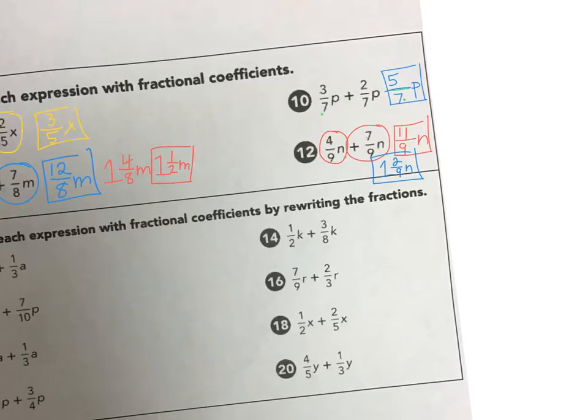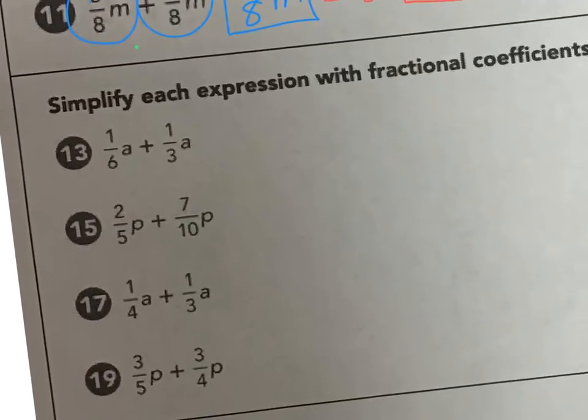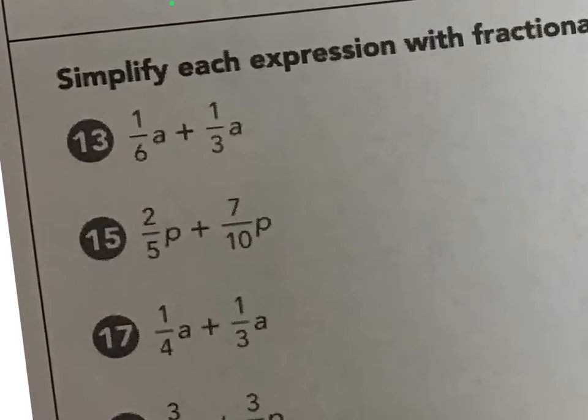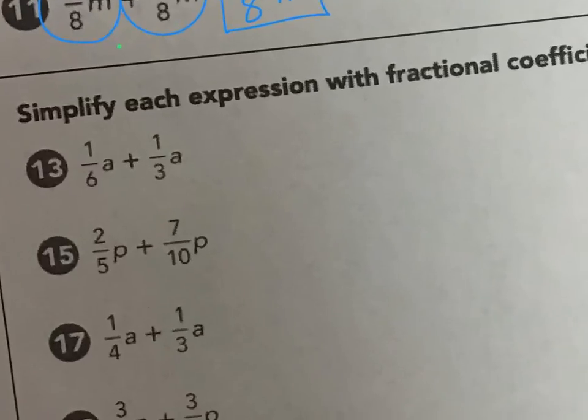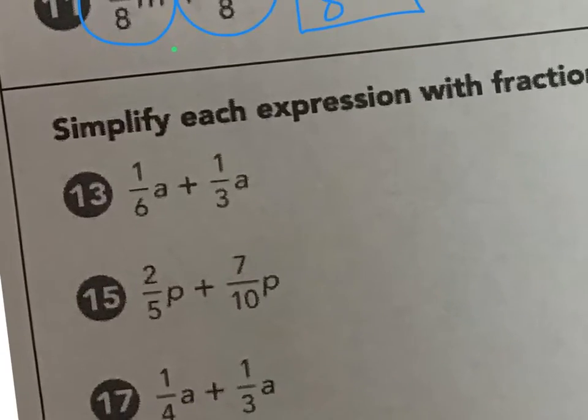All right, now you knew it was coming. You knew you were going to have unlike denominators. So now I'm going to write these ones horizontally. Most of the time I like to work underneath my fractions when I find common denominators, but this time I'm going to go horizontally because of the space.